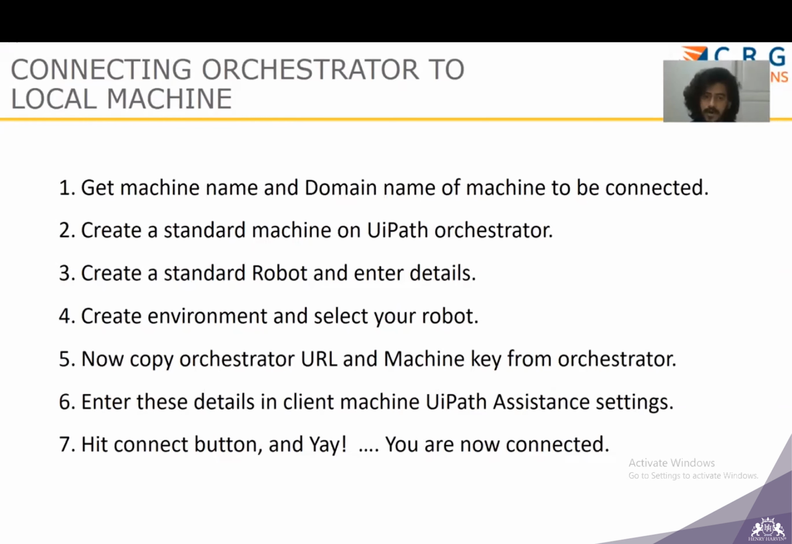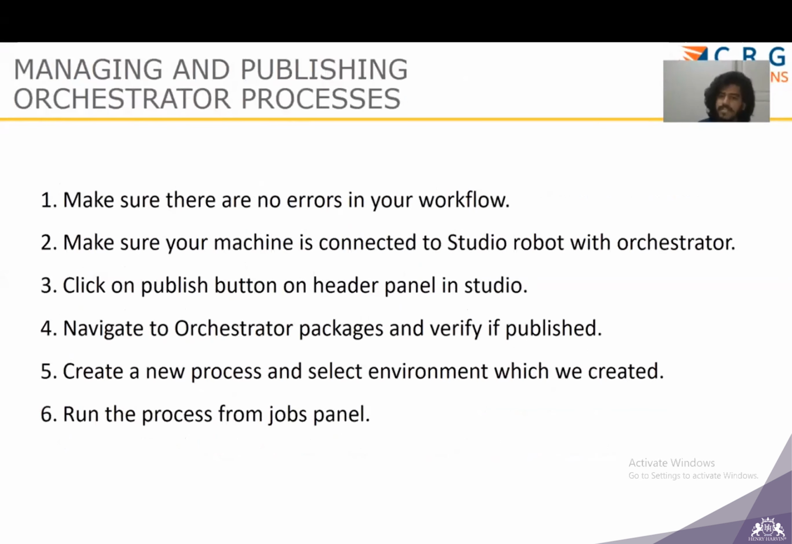Once you create a standard robot, we created an environment to select the robots in a particular environment. Then we copied the orchestrator URL and machine key from my orchestrator, entered these details in the client, and clicked on connect. In UiPath Assistant, it automatically shows you as connected with a license. Now, to publish a process from your studio to orchestrator, you have to follow the same process and get connected with your laptop with the studio type robot. A studio type robot doesn't need any authentication. It simply gets connected with a similar process and you can do it within 5 minutes.